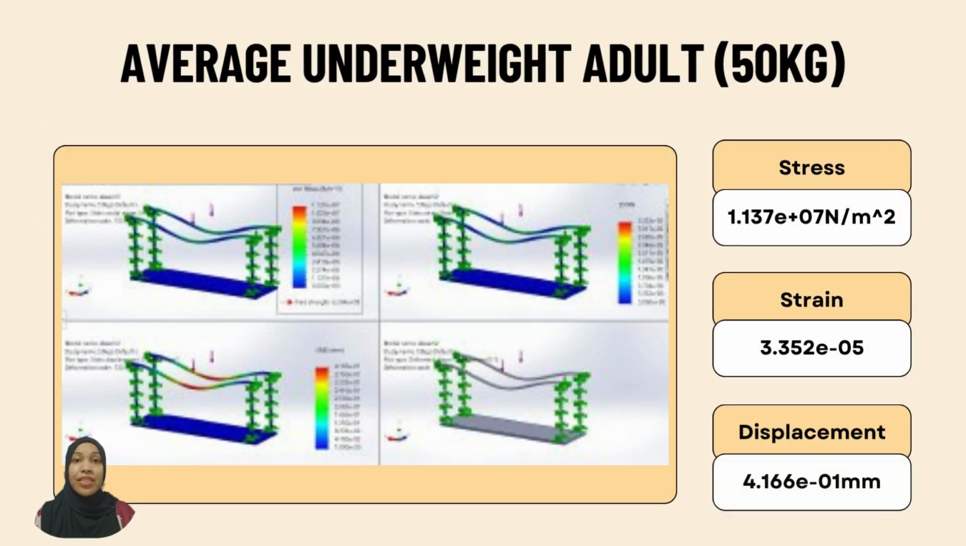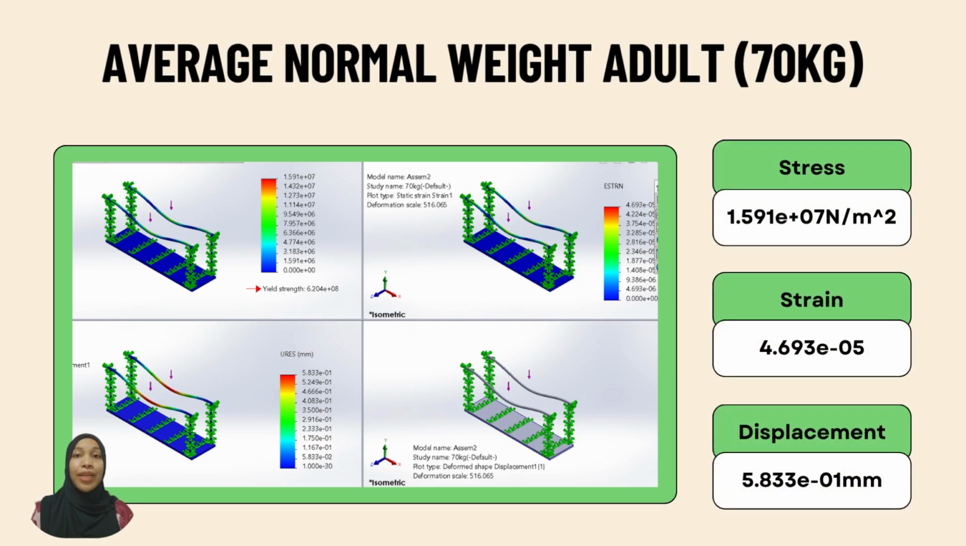The slide shows the simulation result for an underweight user around 50 kilograms. The stress, strain, and displacement are all relatively low, indicating that the design handles lighter users safely. For a normal weight adult, the structure shows slightly higher stress and displacement value, but still within the safe limits. This confirms the design worked effectively for average users.